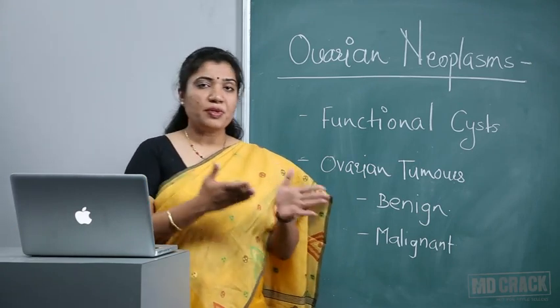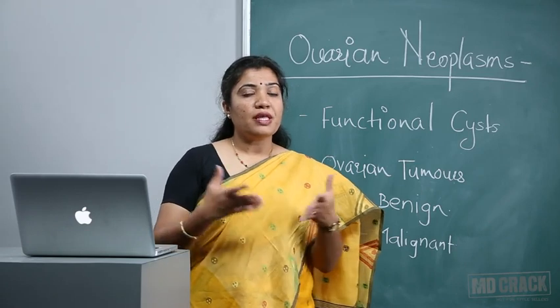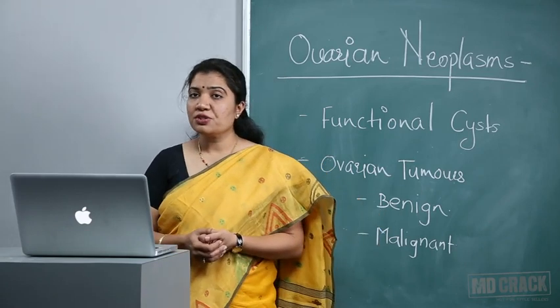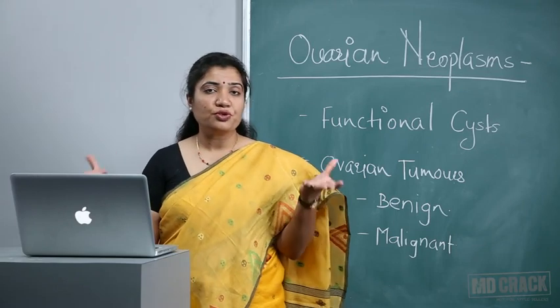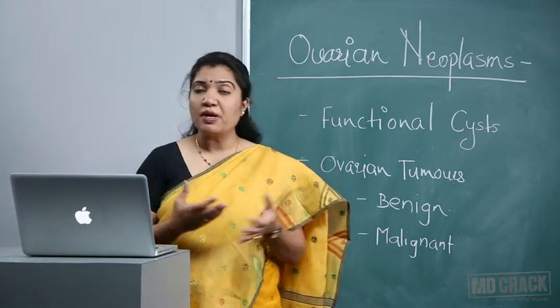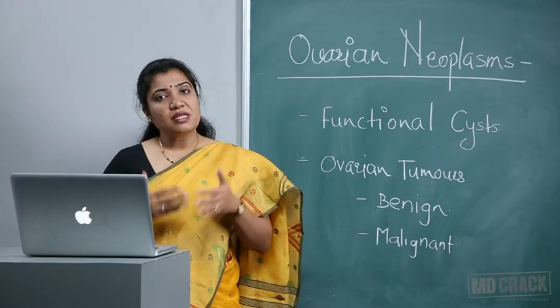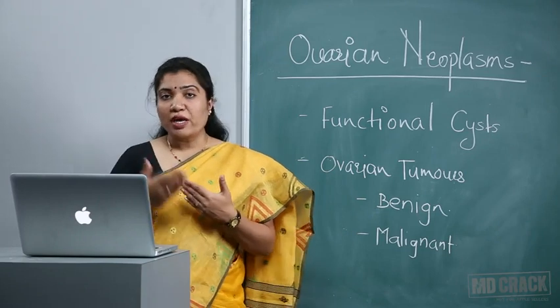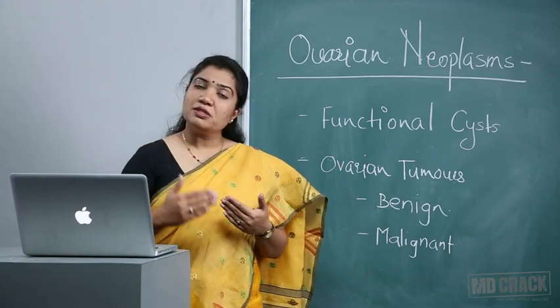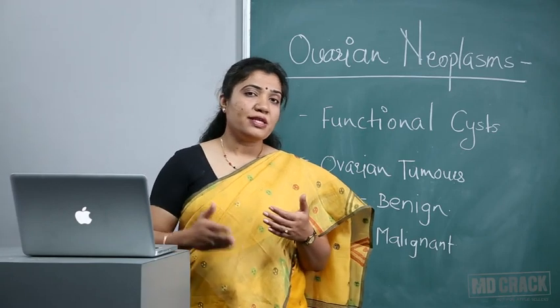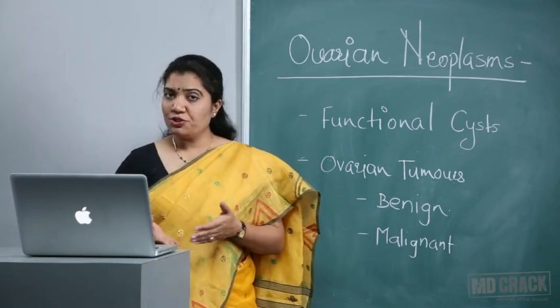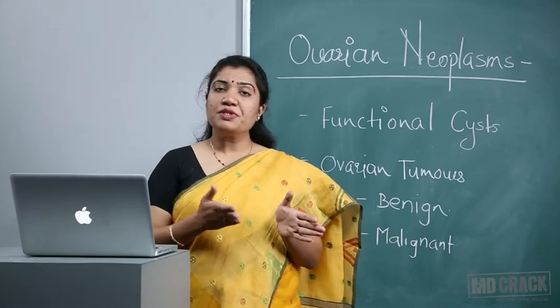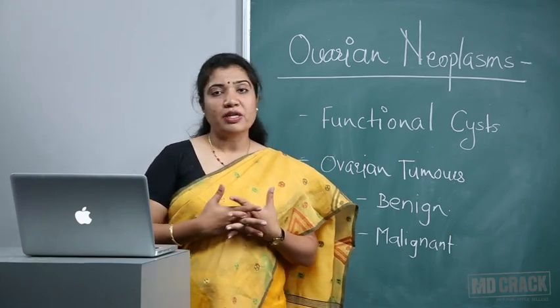Theca lutein cysts, which are present in vesicular mole, are because of excessive HCG secretion. There is excessive LH action, and thus there is formation of big theca lutein cysts, mostly bilateral. As there is evacuation of the vesicular mole, the HCG content goes down and naturally the cyst will disappear. OHSS, when treated conservatively, those cysts will also vanish.